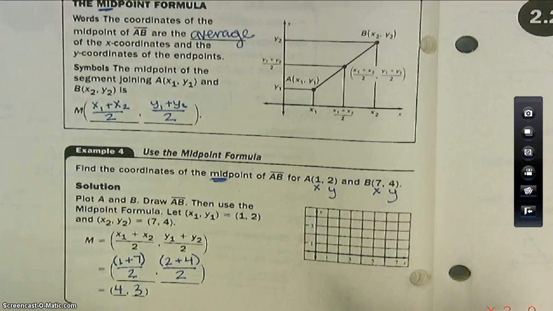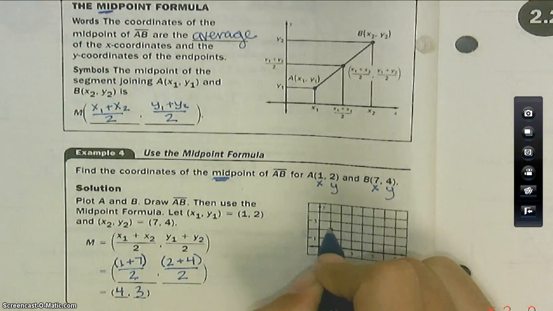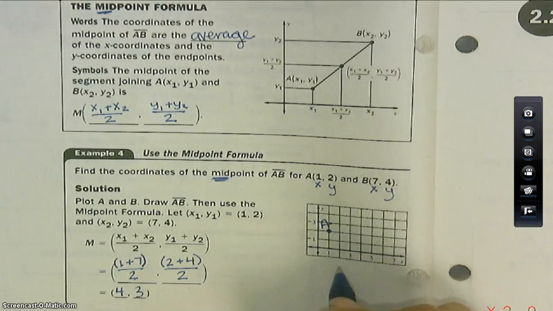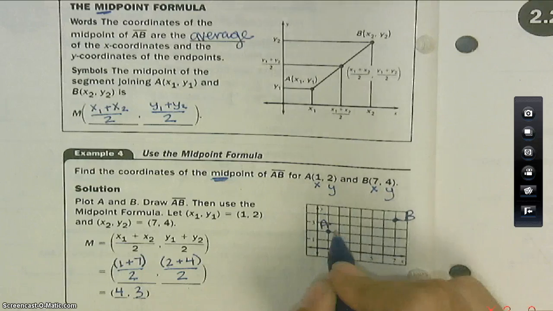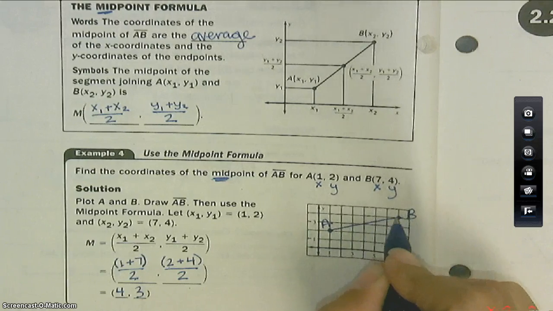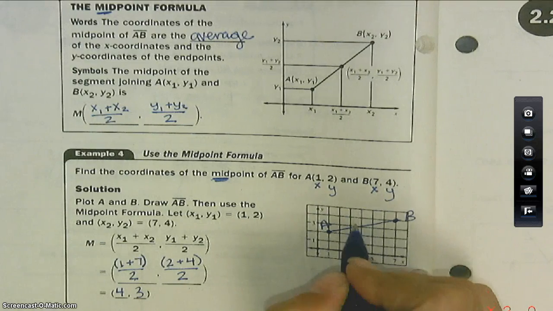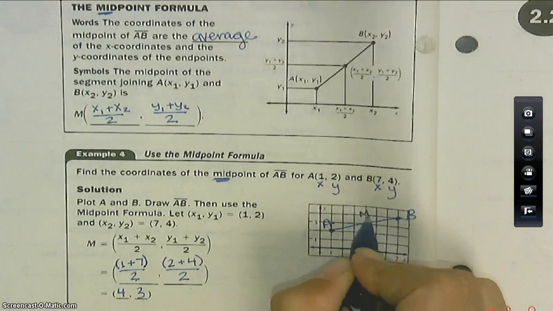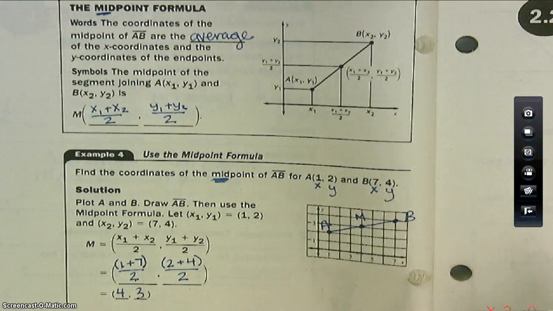So now let's graph it just to make sure it looks right. A is at 1, 2, and B is at 7, 4. Connect this. And so their midpoint is at 4, 3. 4, 3. Does that look like the middle to you? Looks like we did a pretty good job. So graphing is always a good way to check.